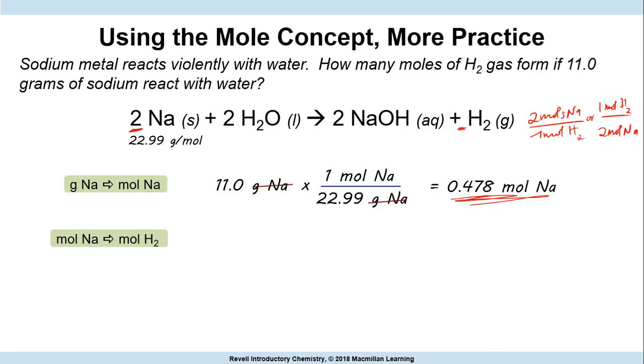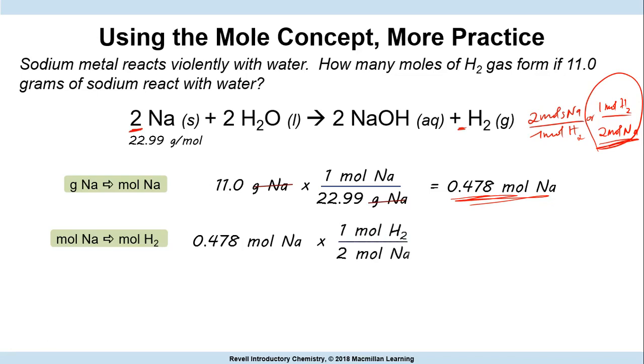The conversion factor that has sodium at the bottom, so that sodium will cancel out. So this is what we are going to use. Now, to convert from moles of sodium to moles of hydrogen, that is what we are going to use. 0.478 moles of sodium times that conversion factor, where we have 2 moles of sodium at the bottom, and the moles of sodium cancels out with moles of sodium, and we are left with moles of hydrogen. So you are going to divide 0.478 by 2, and that gives us 0.239 moles of hydrogen.